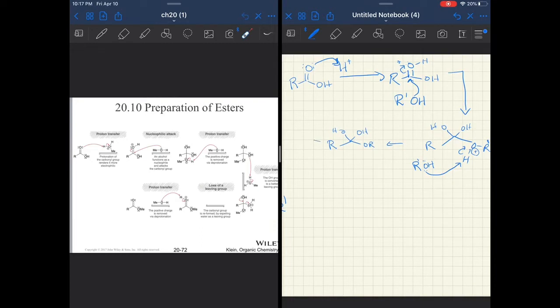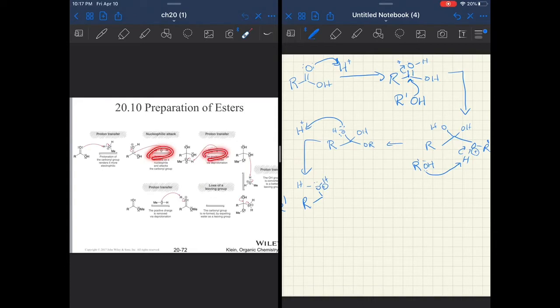From here, now that we used our acid, we regenerated our acid, now we can protonate one of those OHs, making it into a better leaving group. Now, you might ask, well, why does the OH pick up the proton and not the methanol, or not the OR group? Well, you notice it might.